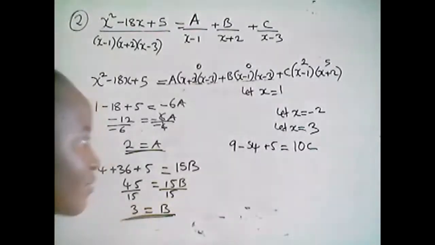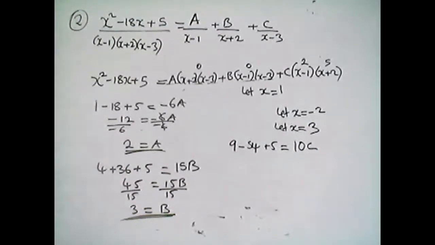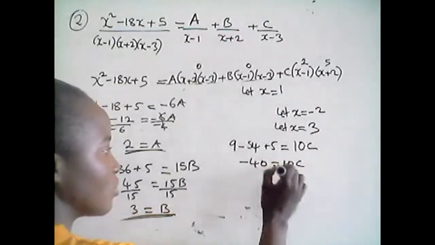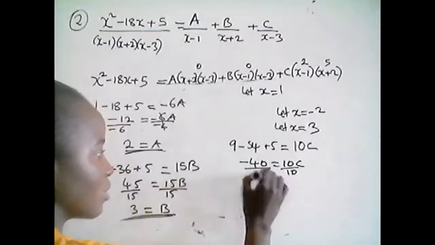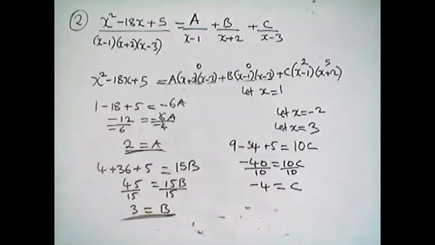9 plus 5, that's 14. 14 minus 54, that's negative 40. And 10C, then we divide by 10. So I have negative 4 is equal to C. So we have A equals 2, B equals 3, and C equals negative 4.